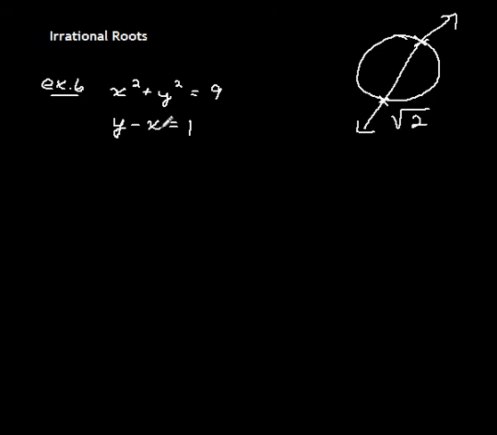So the way you're going to find out that it's irrational is you're just going to do it just like before, except you won't be able to factor them, and you're going to have to use a quadratic formula. This might be square root of 2, 3, or something like that. That would be an irrational root. So let's just start the same way.